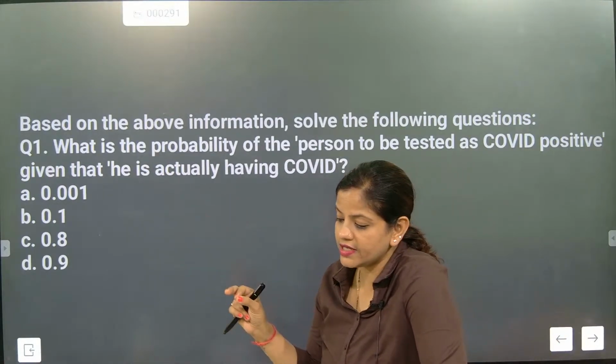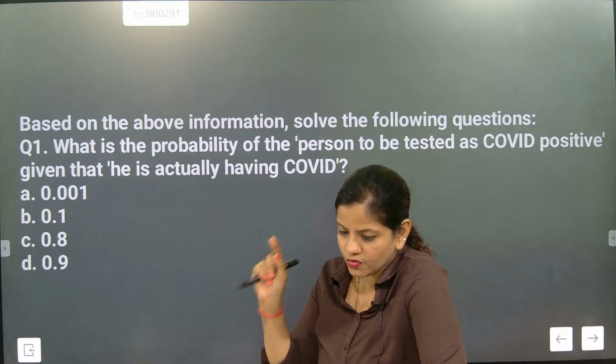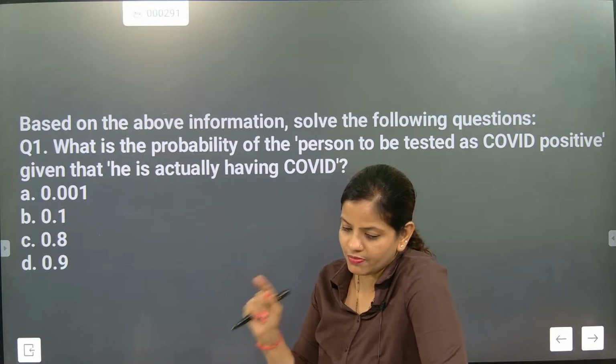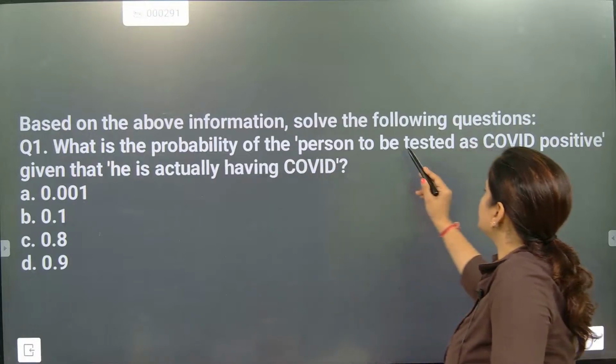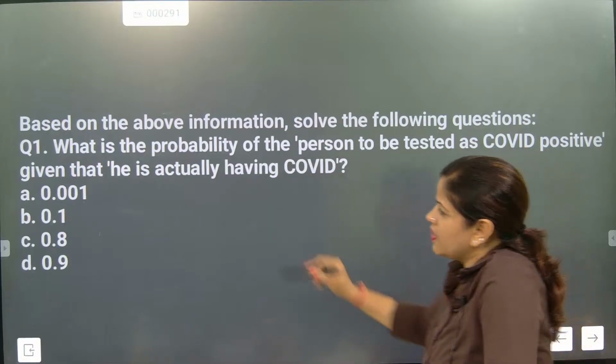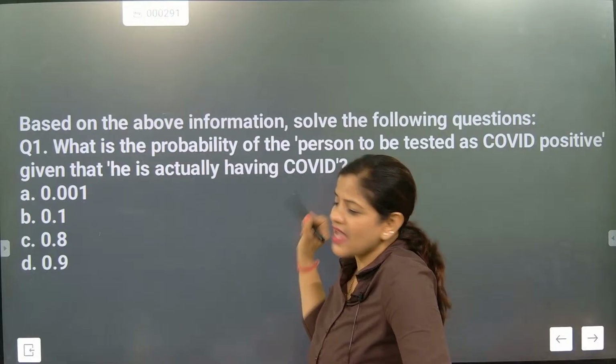So how to do the case studies is a very important part. One by one we are going to check the question part, and then we will start solving the question. What is the probability of the person to be tested as COVID positive given that he is actually having COVID?